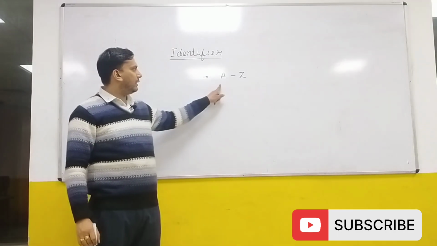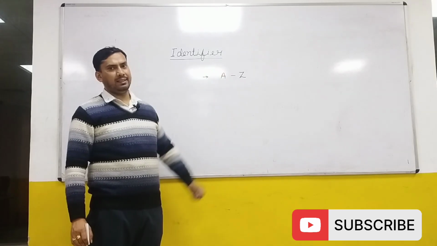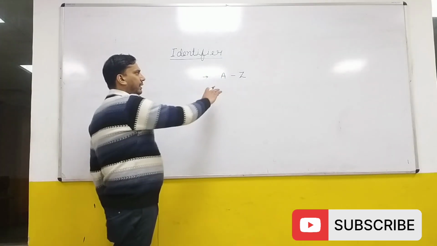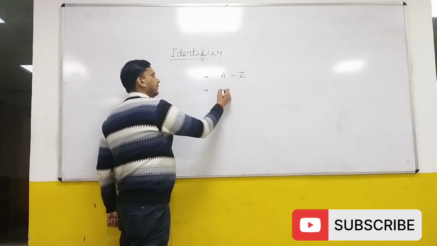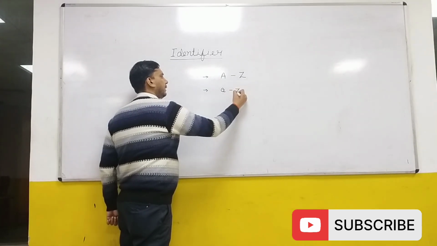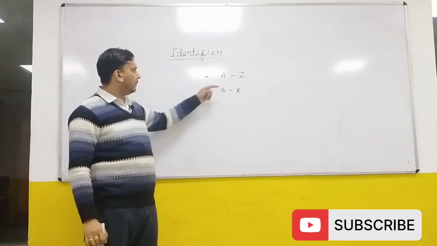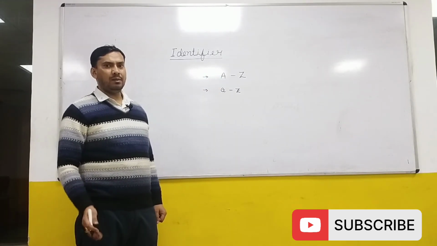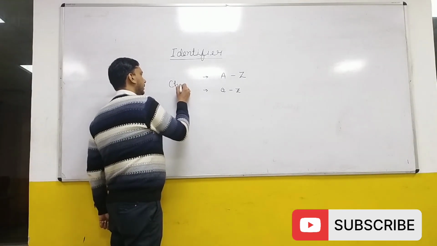So all the uppercase English alphabets are allowed in the identifier. So total 26 alphabets are there. So we can use any combination of 26 uppercase alphabets. Then similarly you can use any combination of 26 lowercase characters. So total 26 plus 26, 52 characters are allowed. Plus digits. So these are the characters.